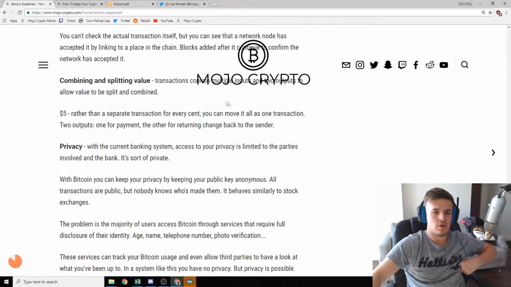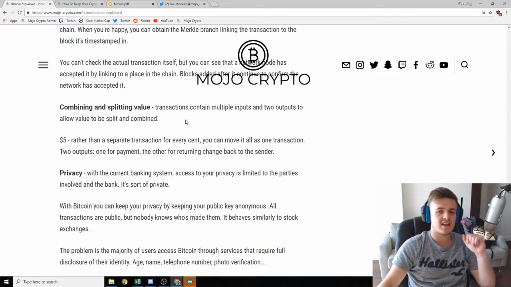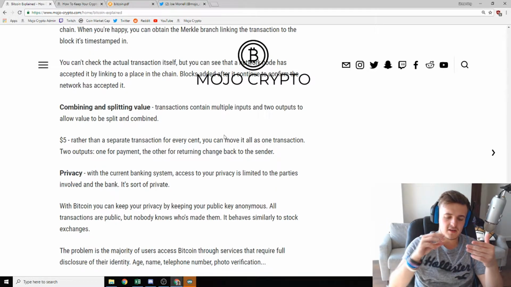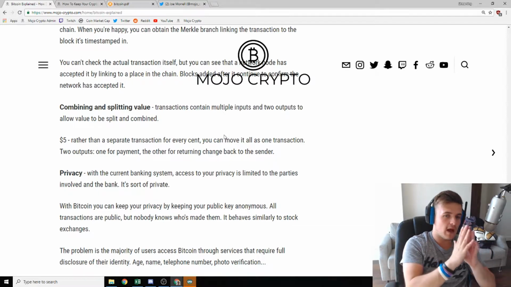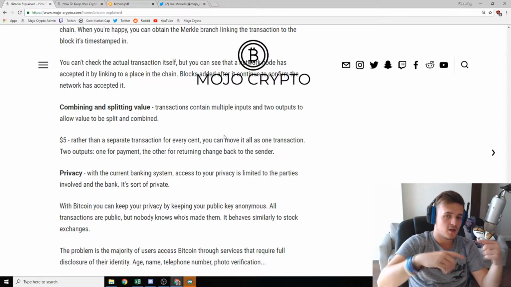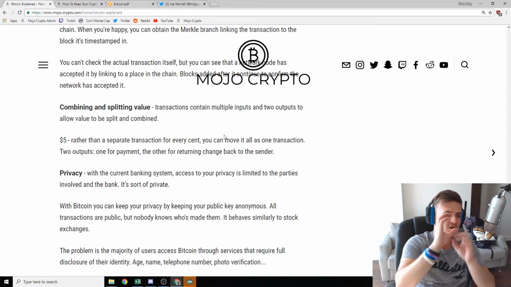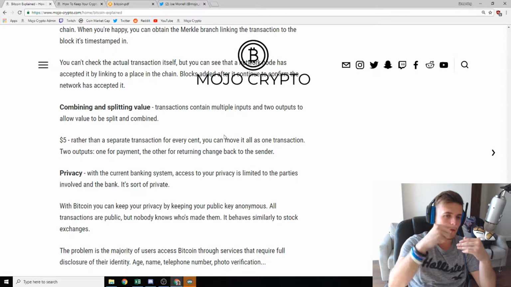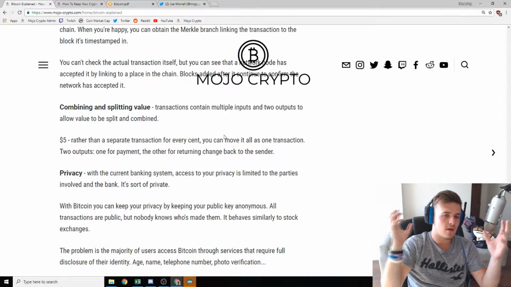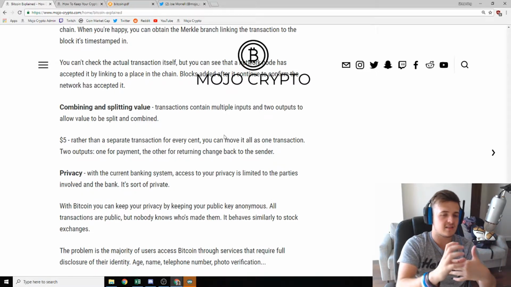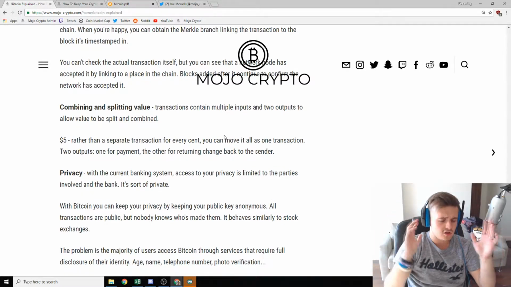So the last few, combining and splitting value. Transactions contain multiple inputs and 2 outputs to allow value to be split and combined. So say we wanted to send $5, rather than making a separate transaction for every cent in that £5, you can basically move it all as one transaction, so you can combine values. So if you're moving say £2.50, you wouldn't have to move 250 cents, you can combine it and move 500 all in one go, but that'll be listed as $5 worth. So there's also 2 outputs as well.